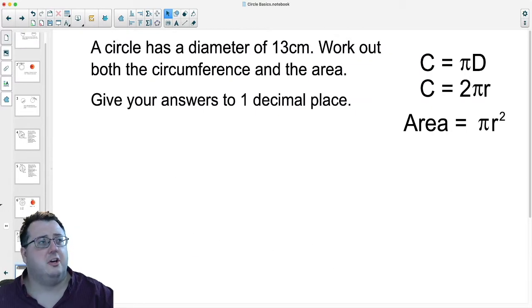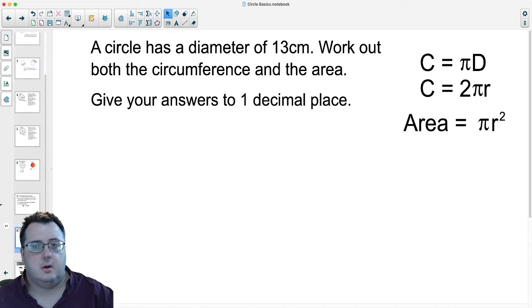And now we're going to have a look at a question. A circle has a diameter of 13 cm. Work out both the circumference and the area, giving your answers to 1 decimal place. So I'm going to give you a few seconds now to have a go at that yourself. If you'd like, pause the video and have a go, and then I will go through this on the next slide.